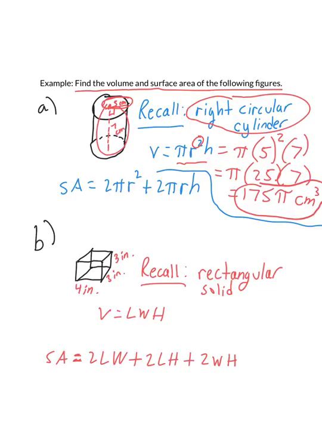Just in case you're curious what that answer is, if you're trying it at home, 175 times pi is approximately, put it up here because I'm running out of room, approximately 549.8 cubic centimeters.